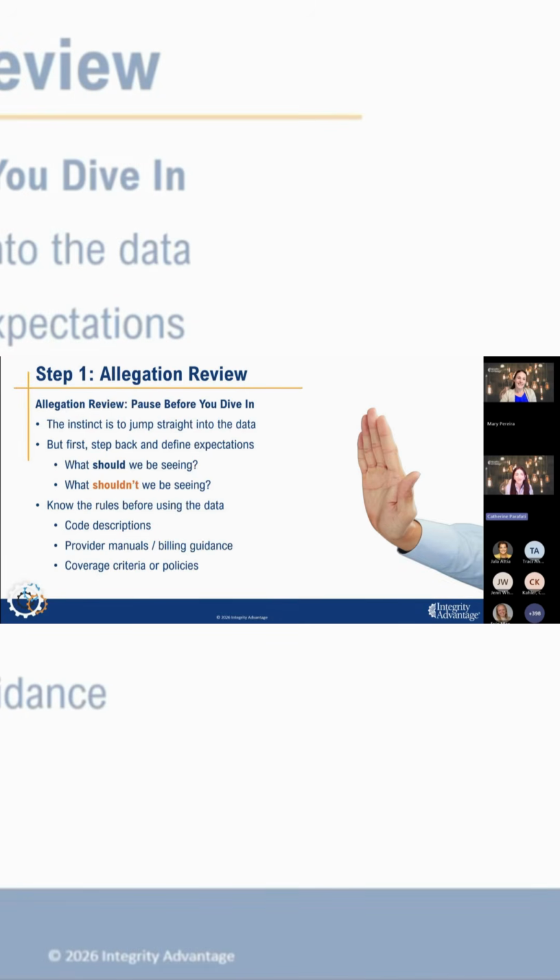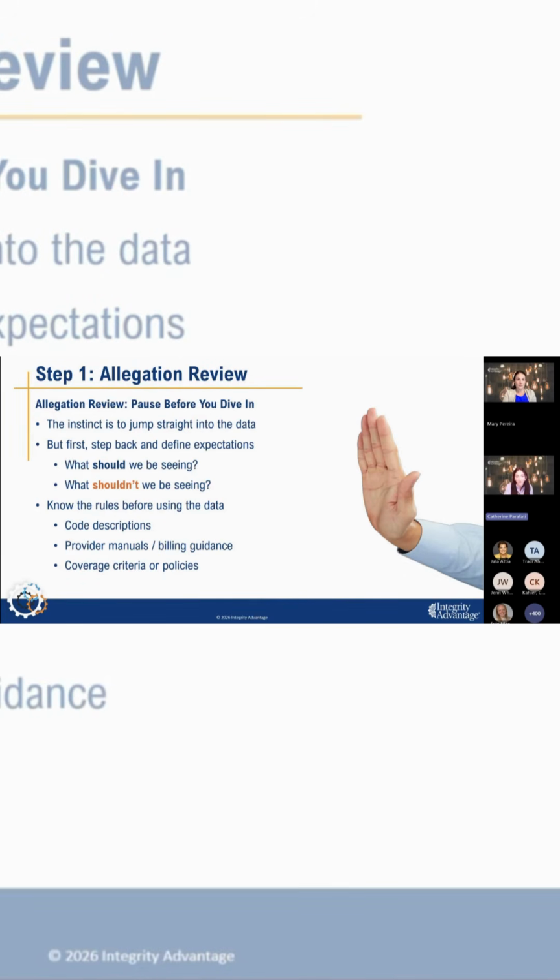The critical pause needs to happen when we define the expectations for ourselves. So based on whatever the allegation is, what should we be seeing? What would be appropriate billing? And then conversely, what shouldn't we be seeing? What would raise some red flags to us before we even look at the data at face value? You can do that many different ways.